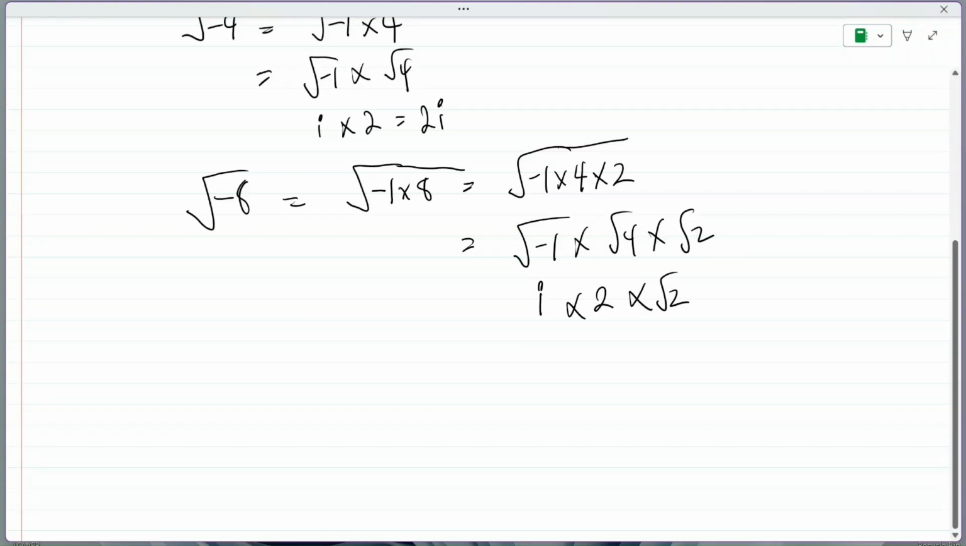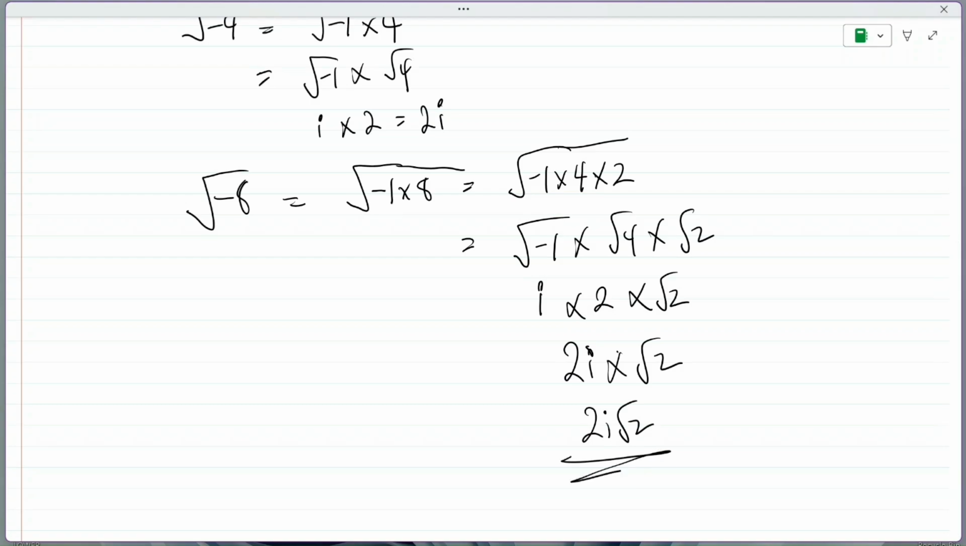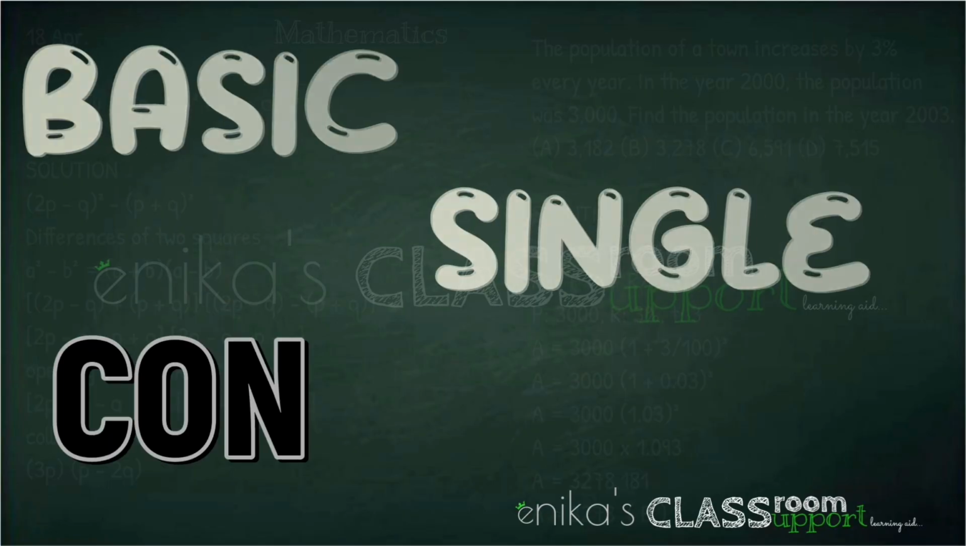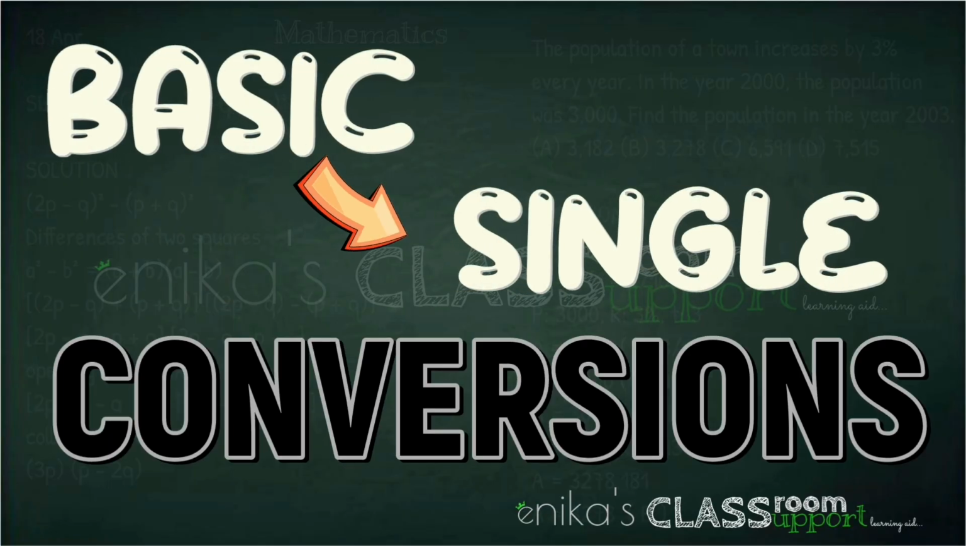So you multiply the 2 times the i, you have 2i, then times root 2. So you have that as 2i root 2. The answer to this question is 2i root 2, or you can say 2 root 2 i. Basic to single form conversions.